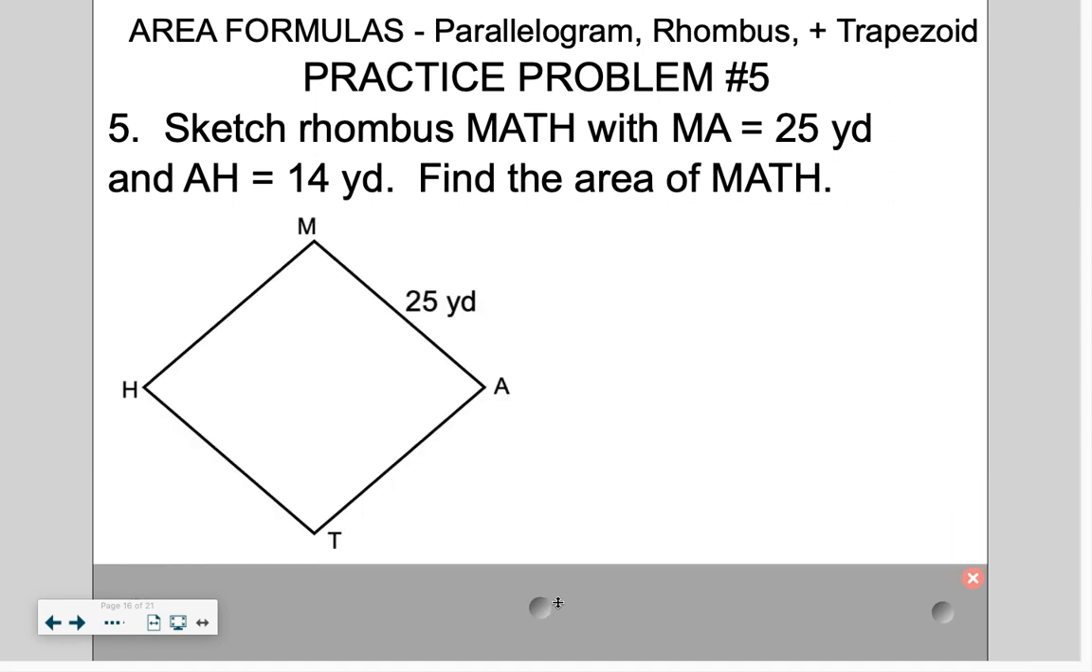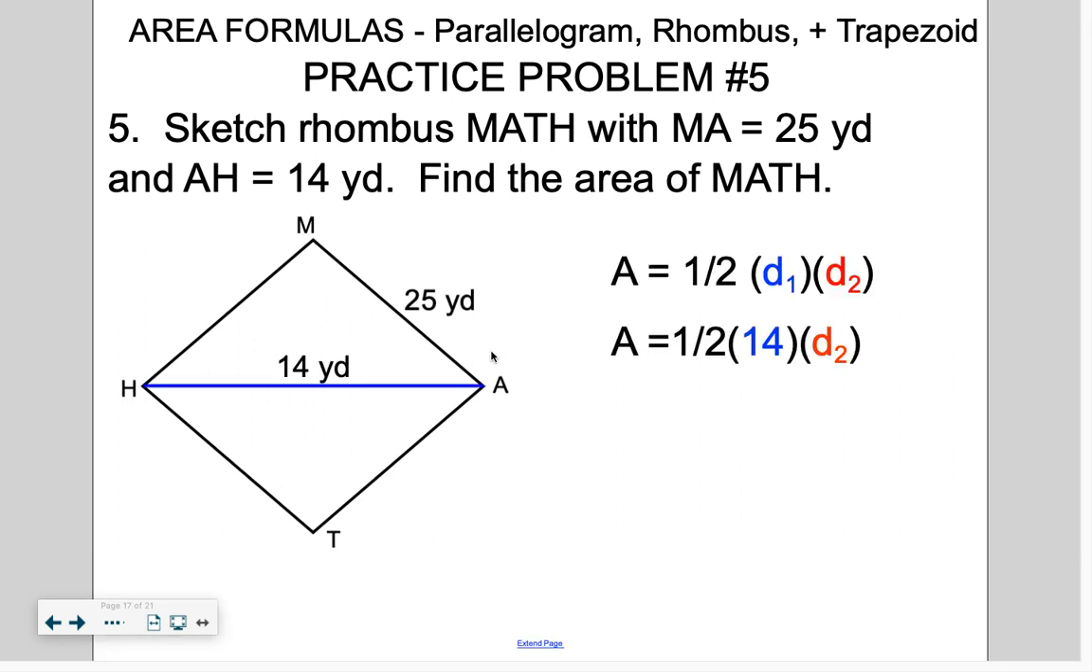So I sketched my rhombus, and I put my 25 there as far as for the side, that's MA. But AH is not a side. AH is what we call a diagonal. So I'm going to draw that in momentarily, but please don't assume it's one of the sides. Mark it, draw it, label it, and then read. You should notice that AH is not one of the sides. So I threw in the diagonal there.